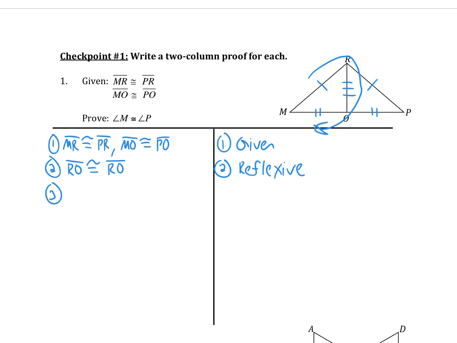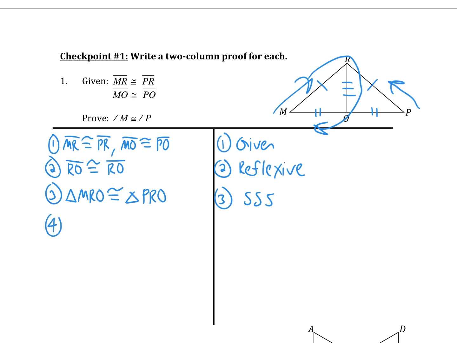Is that a congruence postulate? It is. So we can say that triangle MRO is congruent to triangle. So we kind of went this direction, so we have to go the same direction on the other side. It's kind of a mirror image. Triangle PRO. And the reason for that is we had side, side, side was a congruence postulate.